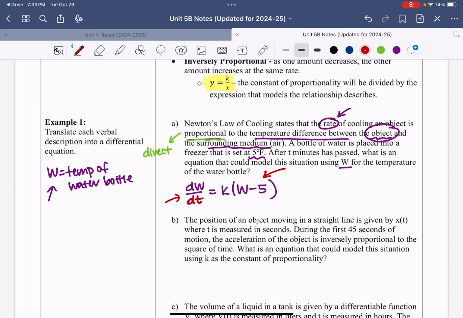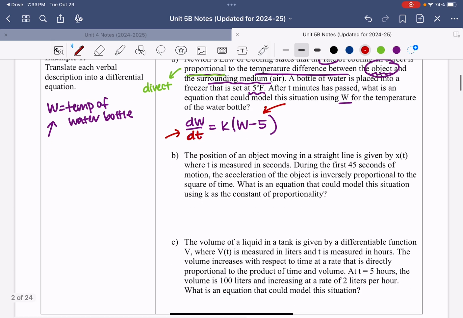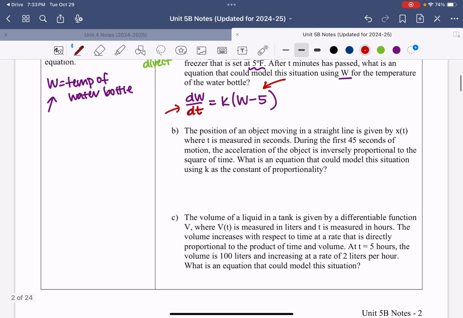so that way we're setting it up correctly. Okay. The second one says the position of an object moving in a straight line is given by x of t, where t is measured in seconds. During the first 45 seconds of motion, the acceleration of the object is inversely proportional to the square of time. What is the equation that could model this situation using k as the constant of proportionality?